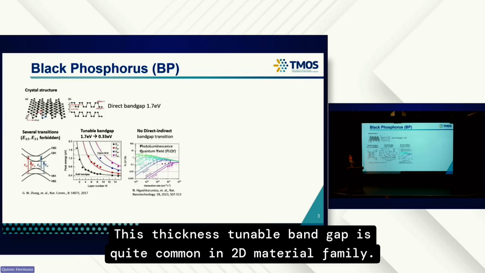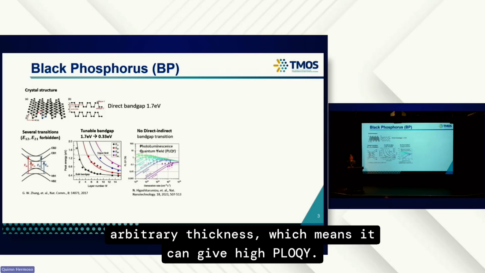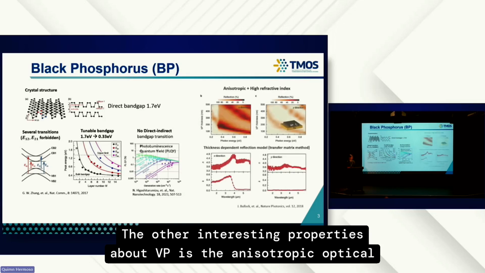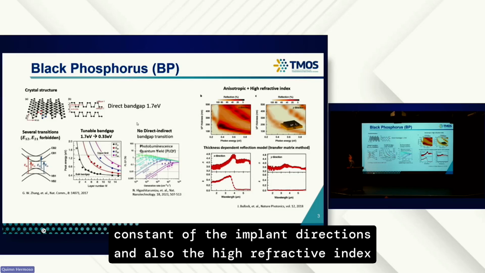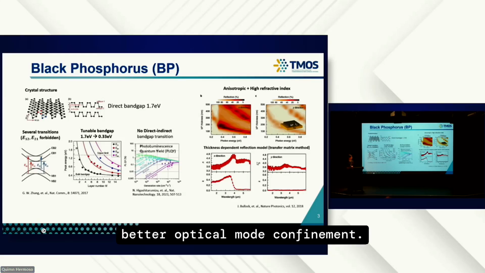This thickness-tunable band gap is quite common in the 2D material family, while what makes BP stand out is that it can maintain a direct band gap at arbitrary thickness, which means it can give high PLQY, which is quite important to create light emission devices. The other interesting property of BP is the anisotropic optical constant of the in-plane directions, and also the high refractive index in the mid-infrared range makes it a quite good material to provide better optical mode confinement.